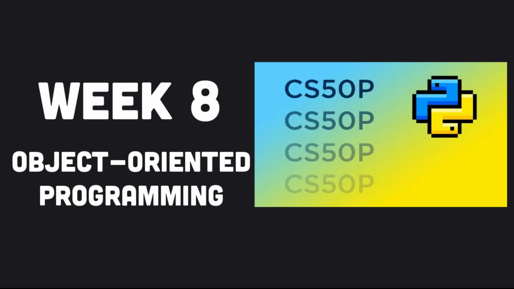Welcome to this video where we explore CS50P Week 8 on object-oriented programming. This week focuses on how to structure programs using classes, objects, and better data organization. We will break down the main concepts in simple terms and review what you practiced in the problem set. It also shows how abstraction makes code easier to understand and reuse.